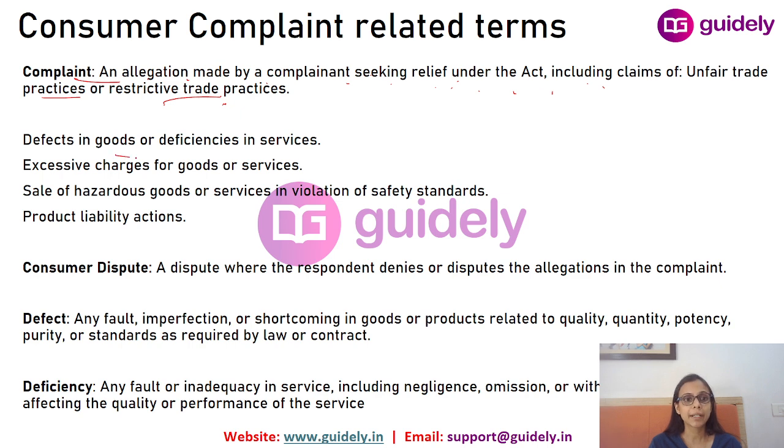The complaint can be regarding defect in goods or services. The complaint can be regarding the excessive charges or the price. It can be regarding the sale of hazardous goods or services. It can be regarding violation of safety standards, and it can be regarding product liability action. Consumer dispute. What is a consumer dispute? A dispute where the respondent denies or disputes the allegation in the complaint.